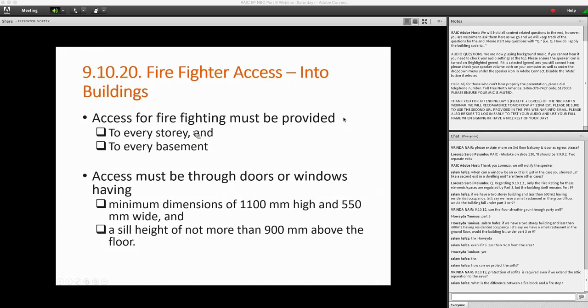Okay. Now, access for firefighting is required to be provided to every story in the building and to every basement, either through doors or access panels. Access panels are required to have a minimum dimension of 1100 millimeters high and 550 millimeters wide, and a sill height of not more than 900 millimeters above the floor.